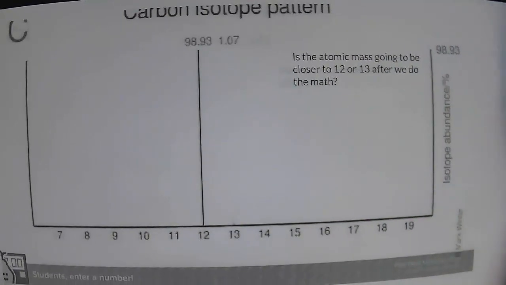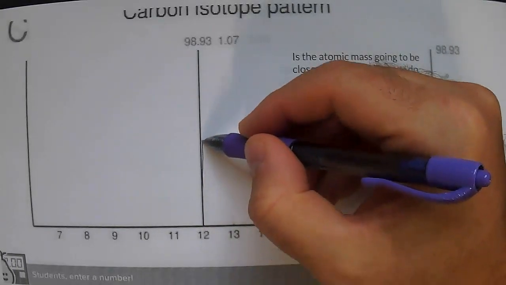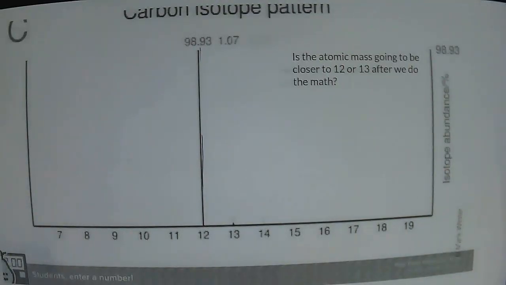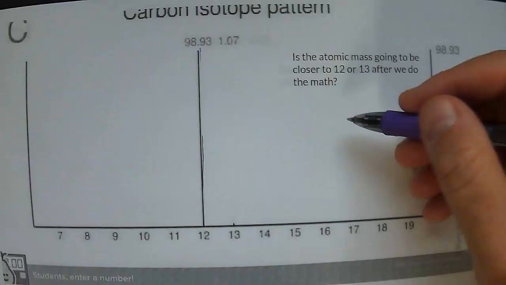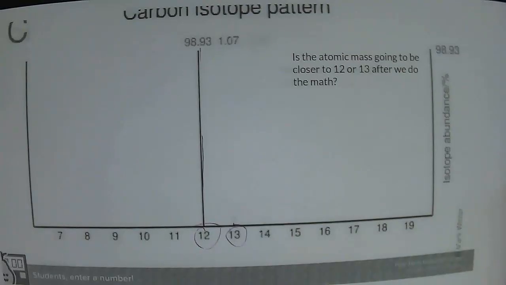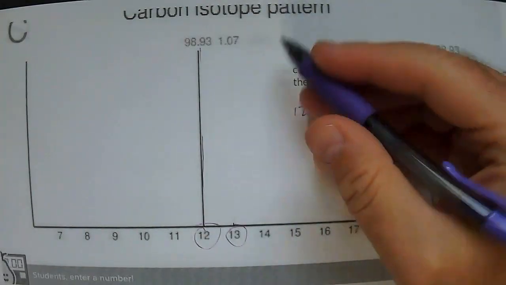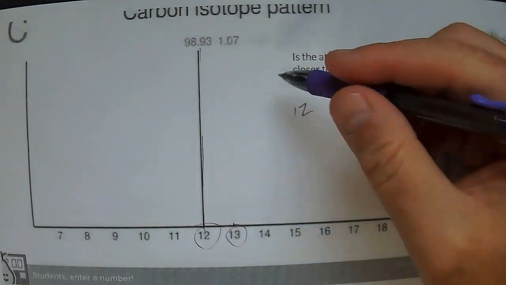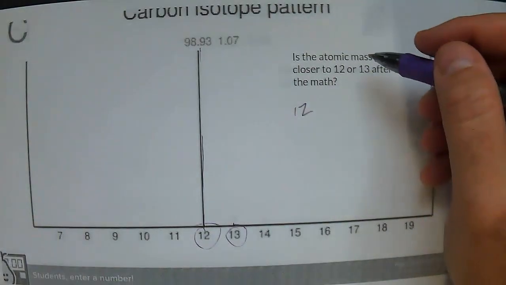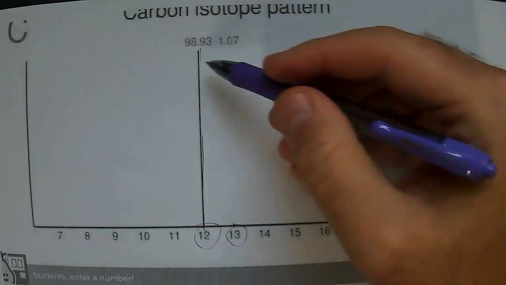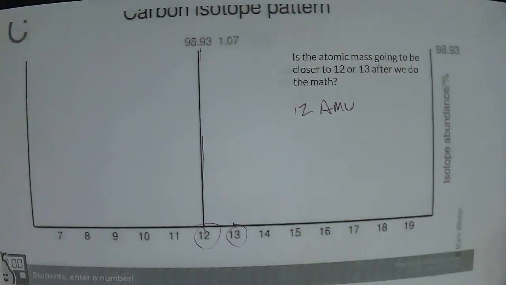Without doing the math, we have 2 peaks on this graph. Do you think the mass is going to be closer to 12, or closer to 13? Which peak is bigger? The peak at 12 is much, much bigger, so the atomic mass is going to be closer to 12 AMU. The bigger the peak, the closer the number is to that mass number.